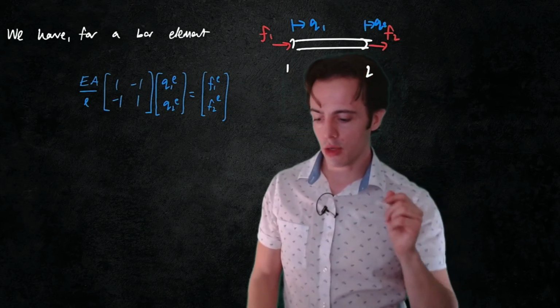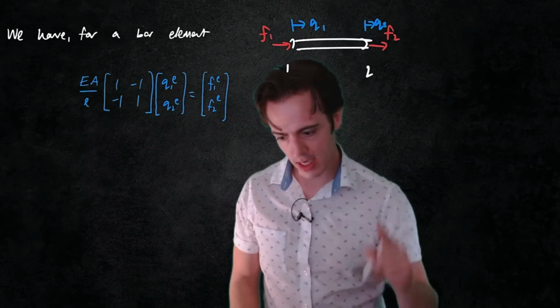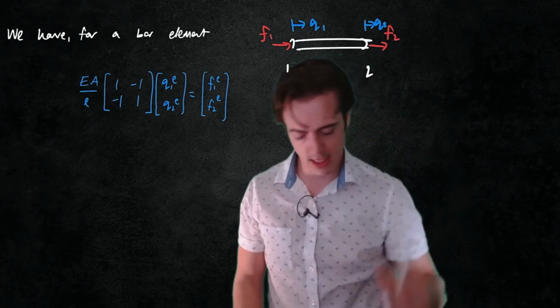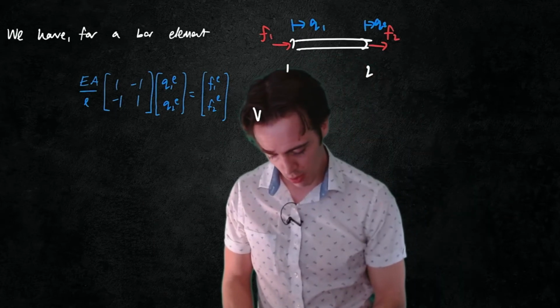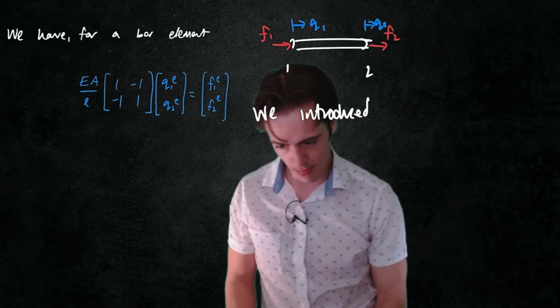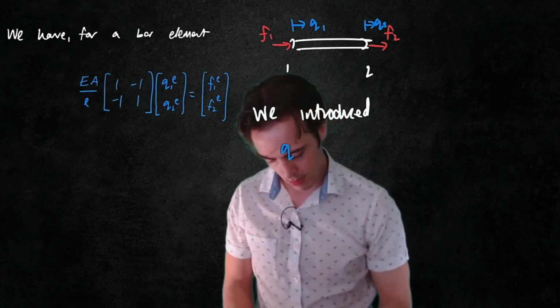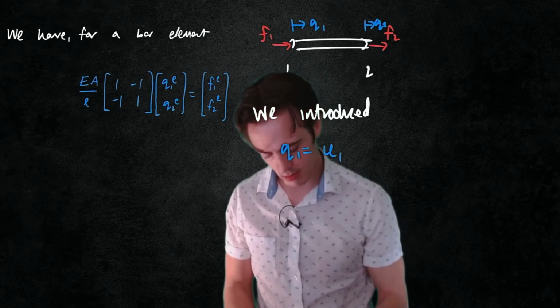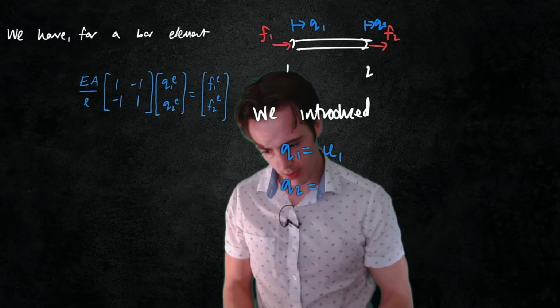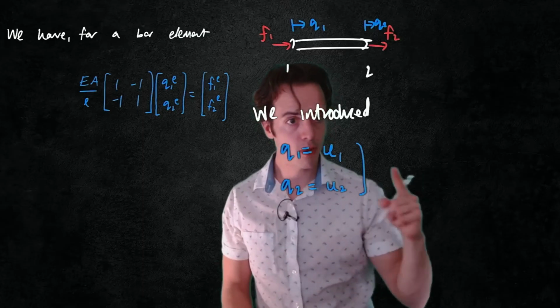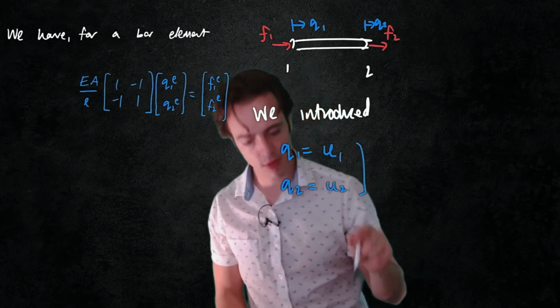So we've got it in this format, and let's just write down what each of these means in our newer notation now, because we started to introduce u's and v's. We introduced Q1, we said was lowercase u1, Q2, lowercase u2. So these are the local axial movements of each of these nodes.